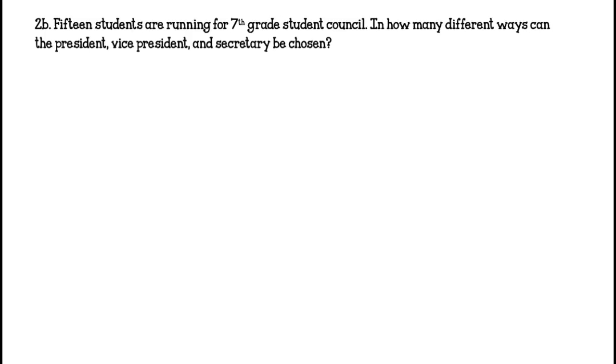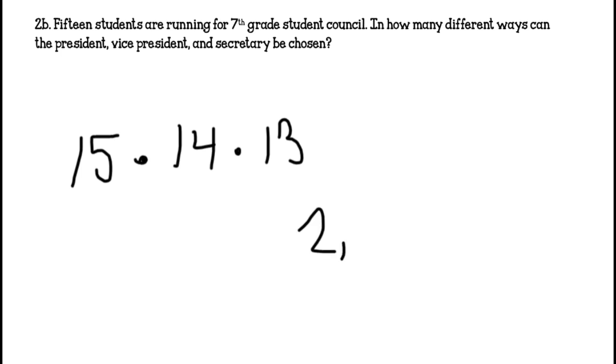2B, 15 students are running for 7th grade student council. In how many different ways can the president, vice president, and secretary be chosen? So there are 15 people to choose from for the president. Once the president's chosen, there are 14 for vice president, and then there are 13 for secretary. And you multiply those straight across, and you get 2,730 choices for student council.